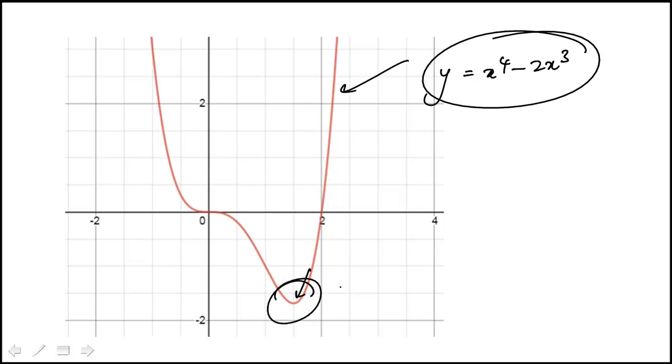This is the one extremum at x equal to 3 over 2. And then the two inflection points. This is an inflection point. And then there's another one at x equal to 1. So that's, to recap, the answer is C.